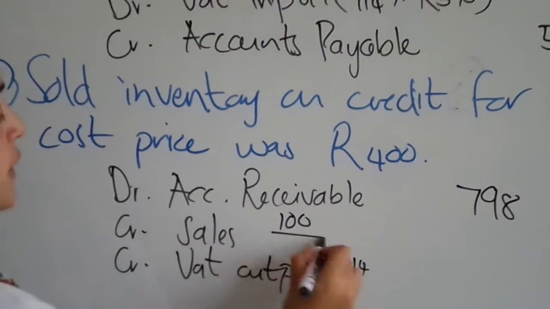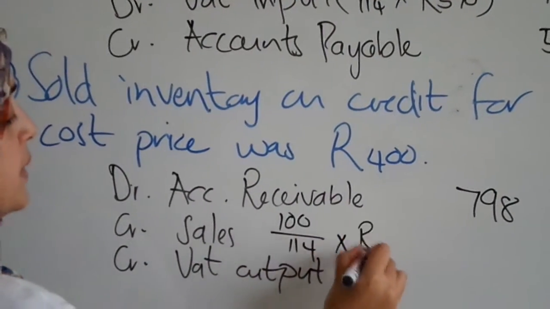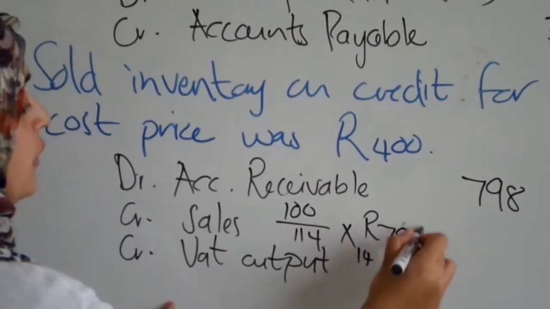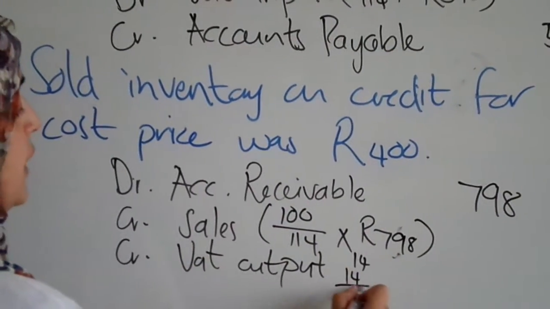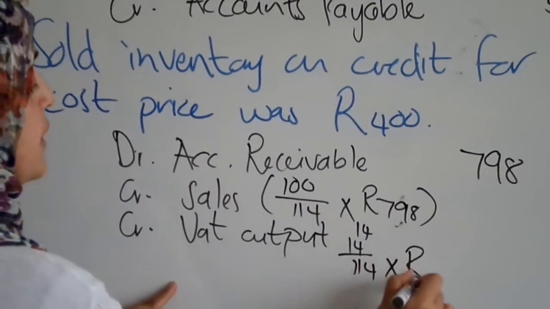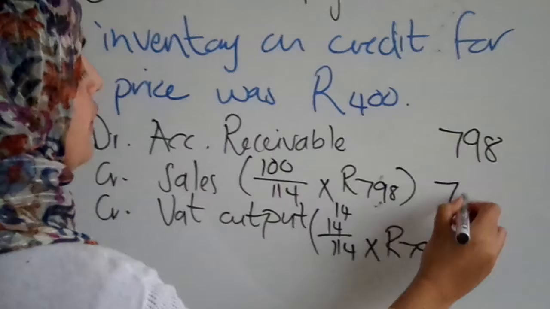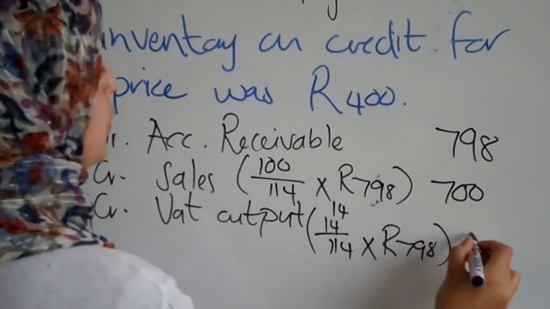So you're going to say 100 over 114 multiplied by 798 Rand. And you're going to say 14 over 114 multiplied by 798 Rand for the VAT output. So sales is 700 and VAT output is 98.